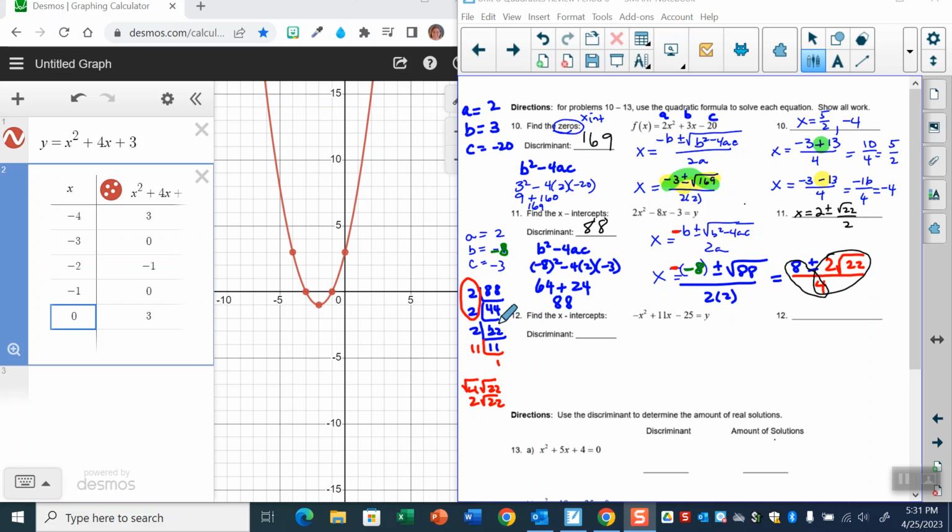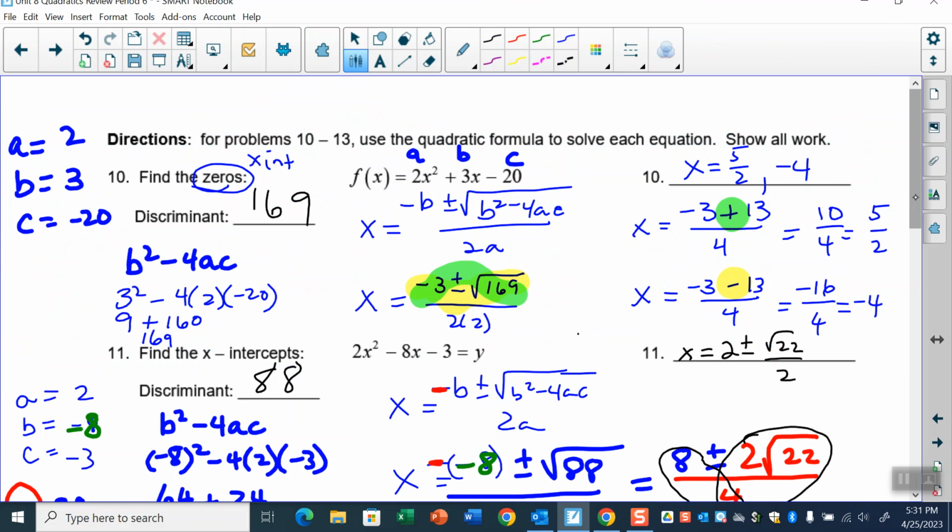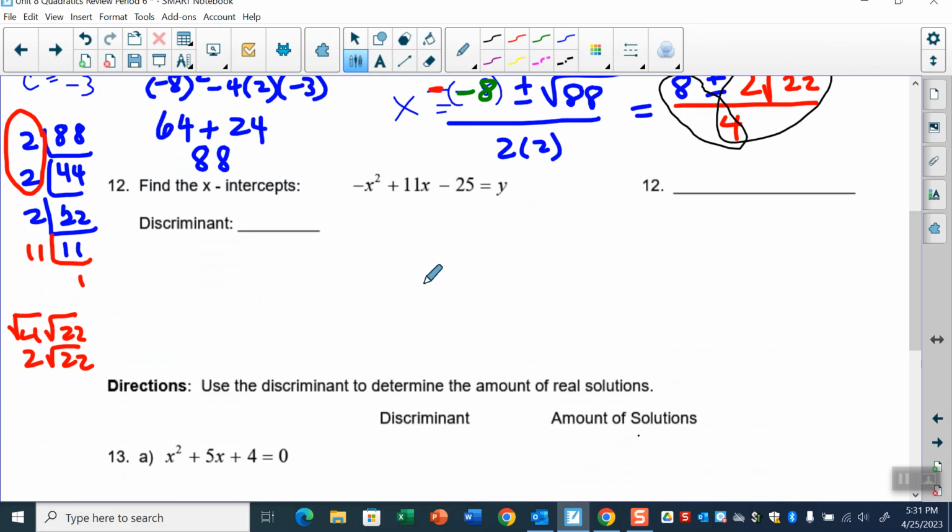Okay, guys, so we left off, we had done up through 11 on the review. And so now we're working on, I'm just going to make this a full page. We'll just jump down to 12 here. It says find the x-intercept. So that is the same as saying the solutions, right? X-intercepts are the solutions.